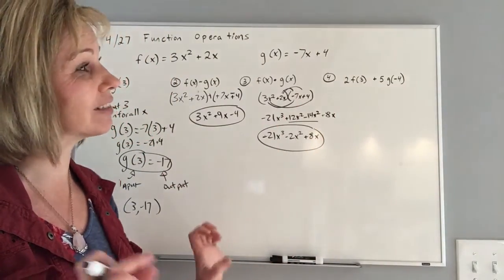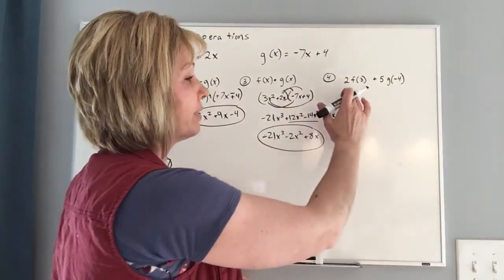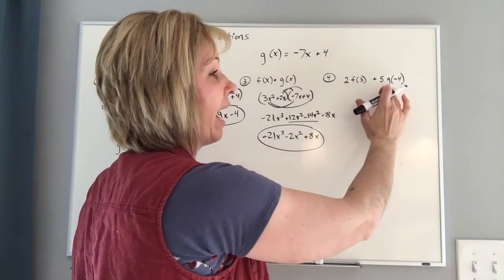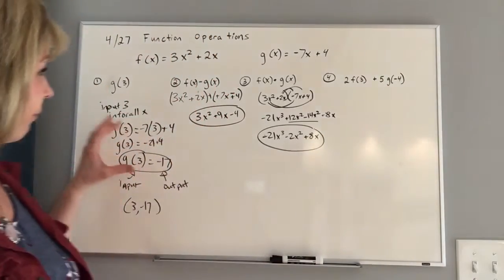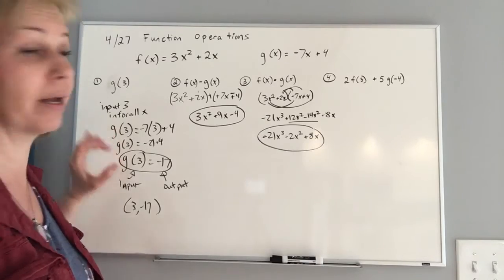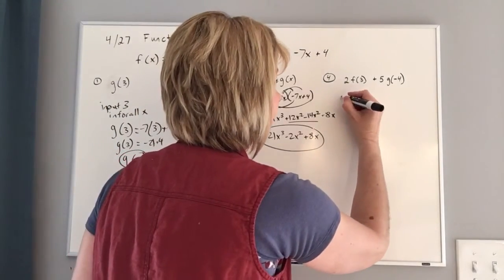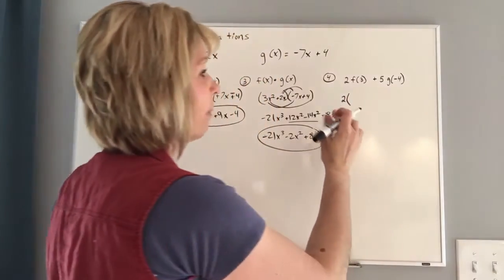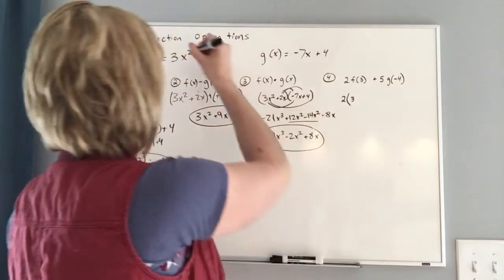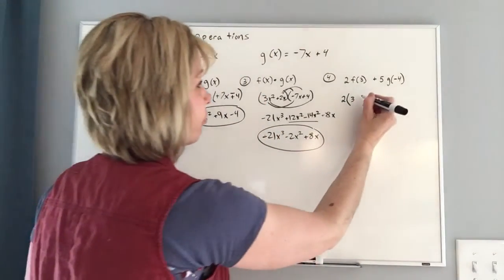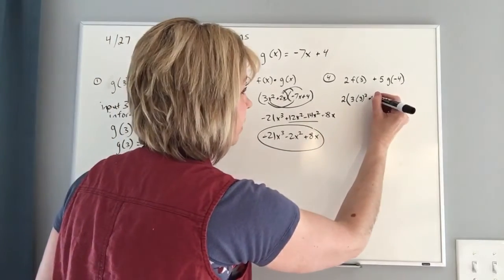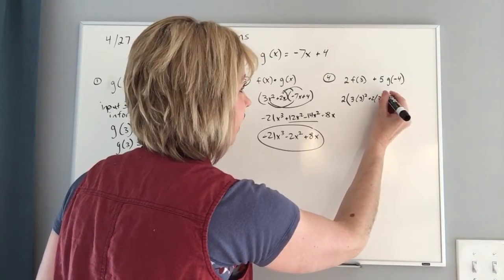Okay, so number 4 is a little different. So it's asking you to take 2 times whatever f of 3 is, plus 5 times g of negative 4. So like what we did over here, when you're just substituting a value in, you're just finding a number. So right here, what I would do is I have 2 times, well, what's f of 3? So I'm going to substitute 3 in for both x's. So I have 3 times 3 squared plus 2 times 3. I'm just going to end parentheses.